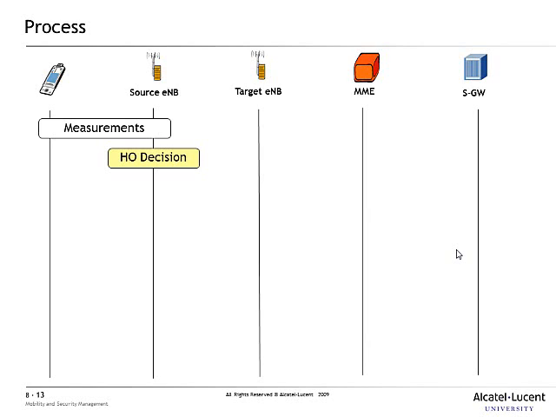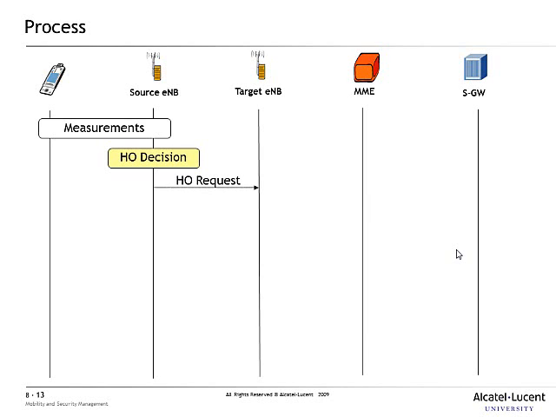Now, in order to make that decision, there's a handover algorithm. There are many different handover algorithms. The very simple ones are very similar to the handover algorithms that are used in GSM. So you have the concept of comparing the signal strength from the source eNodeB and the signal strength from a target eNodeB, and if one is above the other by a threshold amount called a handover threshold, then you can make a handover decision.